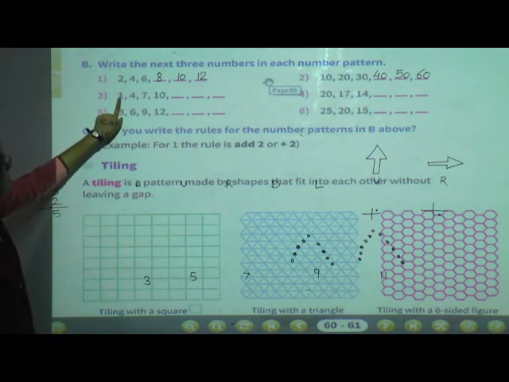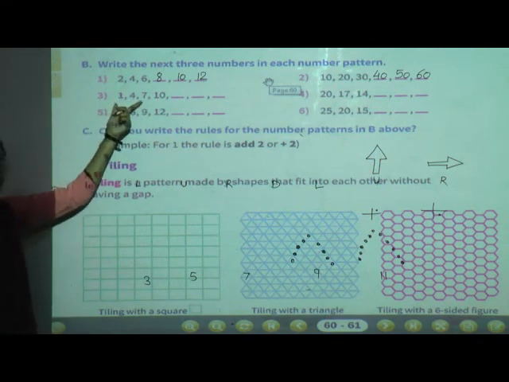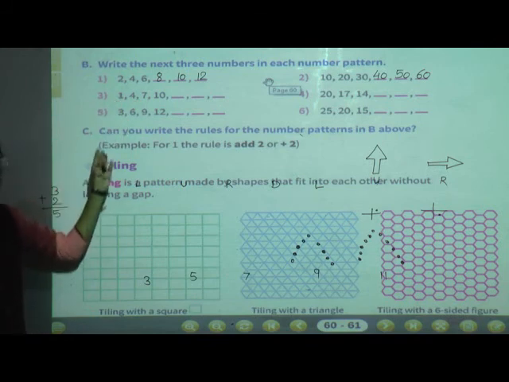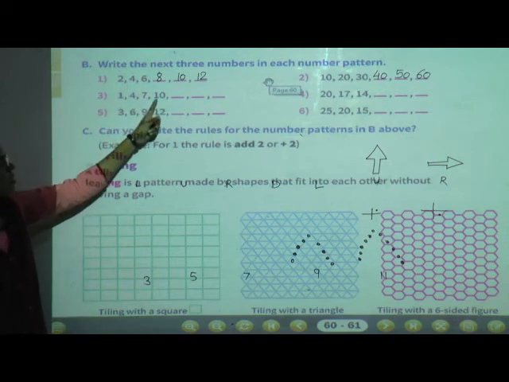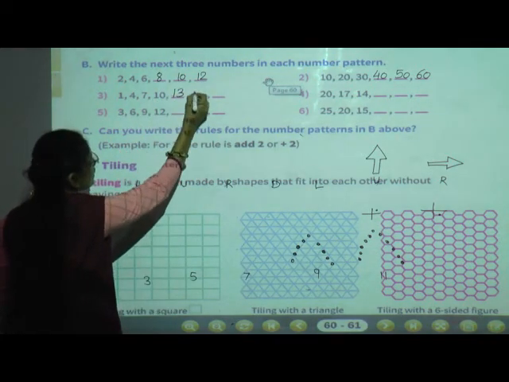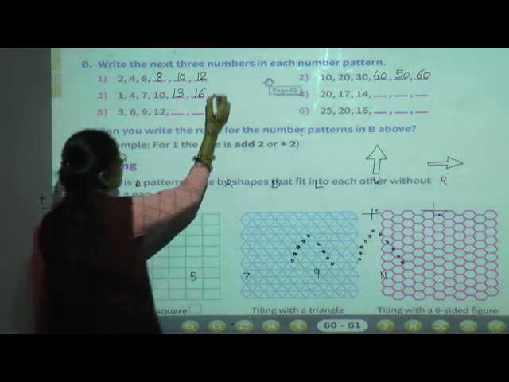Now see this: 1, 4, 7, 10. In this pattern, what is the rule? If we add 3 to the previous number, then we get the next number. 1 plus 3, 4. 4 plus 3, 7. 7 plus 3, 10. 10 plus 3, do the addition, 13. 13 plus 3, 16. 16 plus 3, 19.